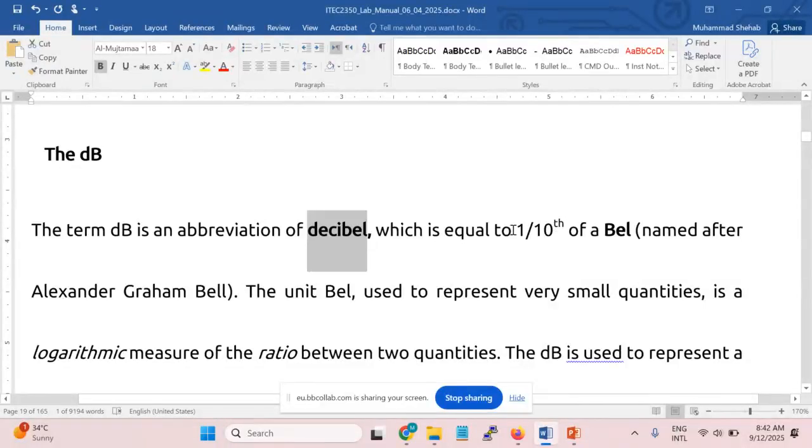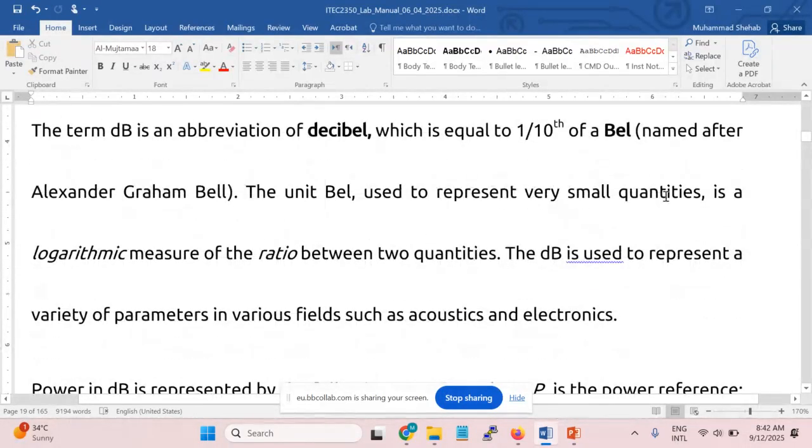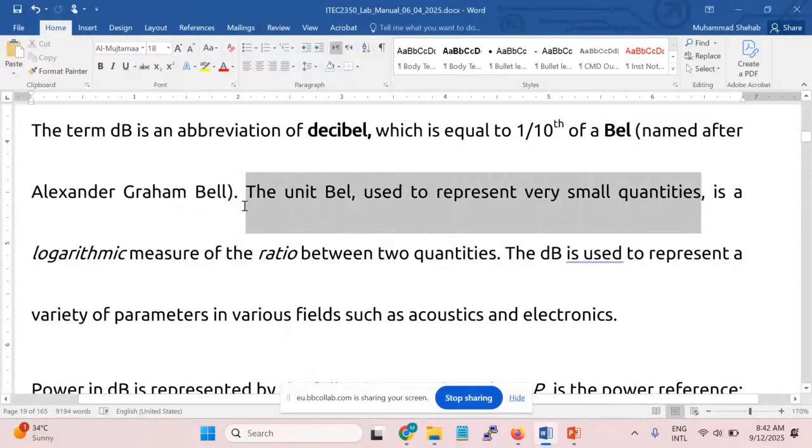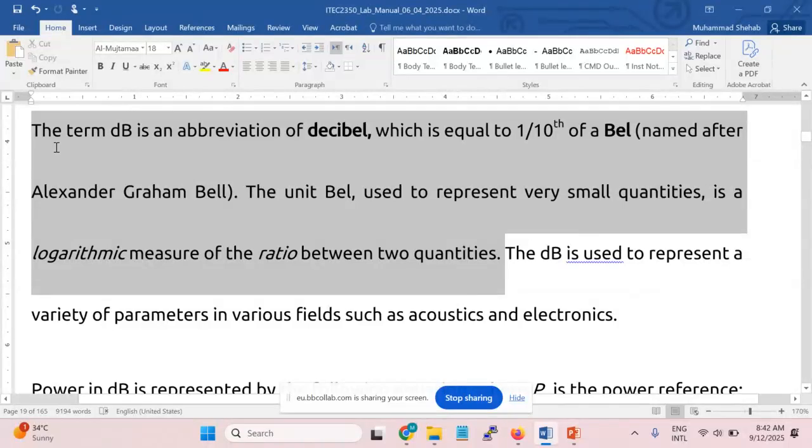It was equal to 1/10 of a bel, which is named after a person, Alexander Graham Bell. So the unit bel was used to represent very small quantities, and it is a logarithmic measure of the ratio between two quantities. So this explains where the dB came from.